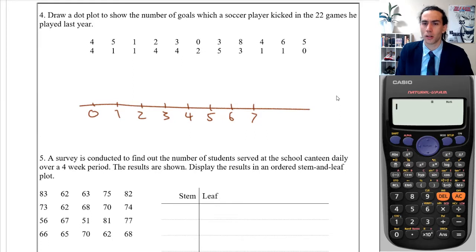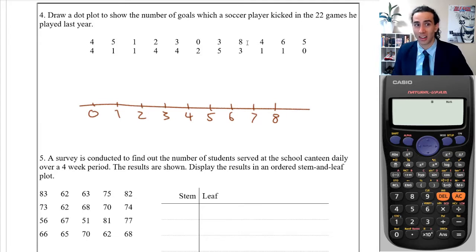Dot plot. Number of goals scored by a soccer player. There are games where he scored, a game where she or he scored. Oh no, it says he. 8 goals. 8 goals in a game. That's insane. That's ridiculous. The team got at least 8 goals. This team must be going through it. Just winning every match. A couple of zeros there. Oof. Anyway, so dot plot.